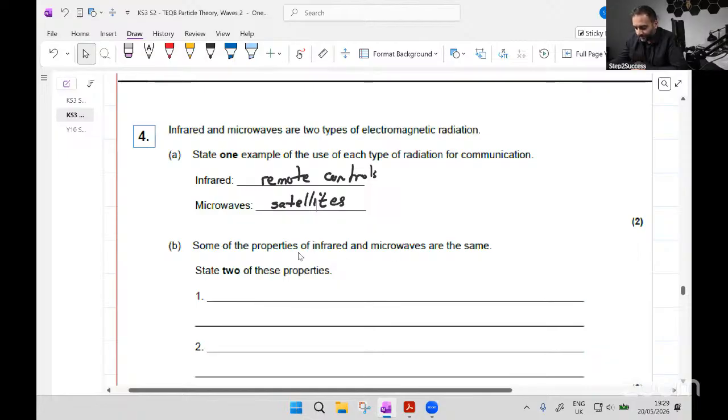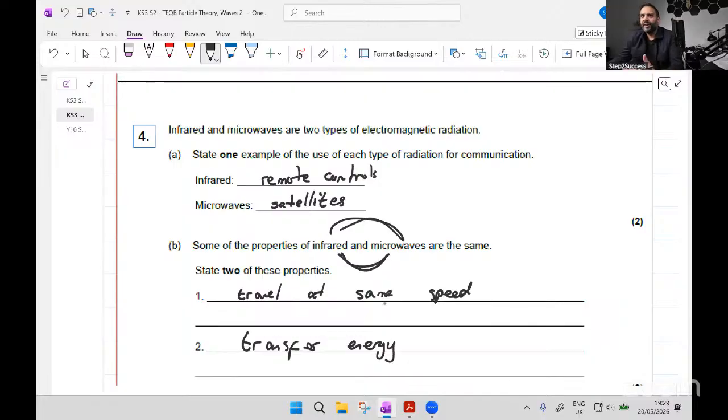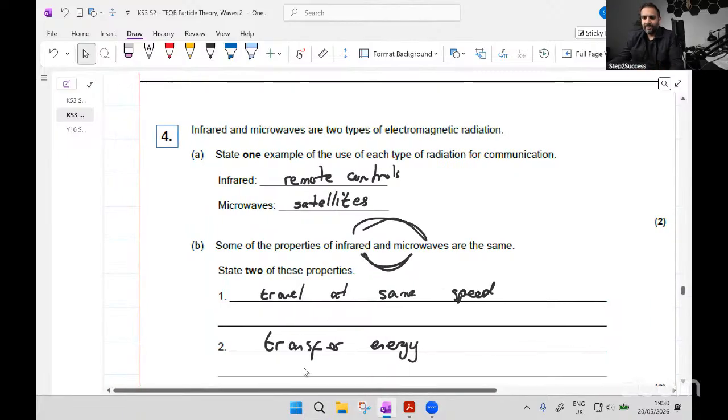Some of the properties, right? Remember, these are electromagnetic waves. So the first property that I would say is the same is that they travel at the same speed, because all electromagnetic waves travel at the same speed. But also they're waves, aren't they? So what do we know about waves? All waves transfer energy, or you can say that they reflect or that they refract. Things that all waves do are properties of both of these things as well.